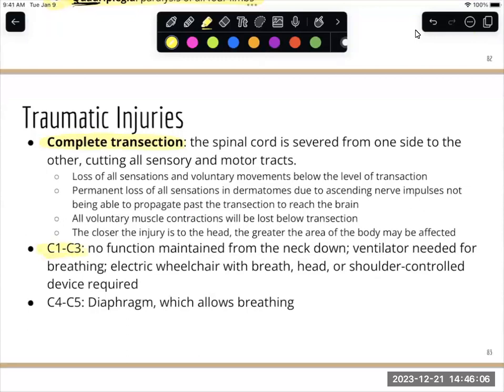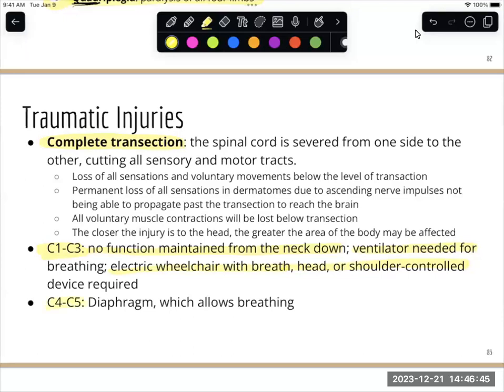So between C1 and C3, no function from the neck down. They need a ventilator to breathe, an electronic wheelchair that they can use their head, shoulder, because your shoulders can move thanks to one of your cranial nerves. We'll talk about that when we get to the next chapter, but you can technically move your shoulders because of one of the cranial nerves that come down that allow you to move your head and your shoulders slightly.